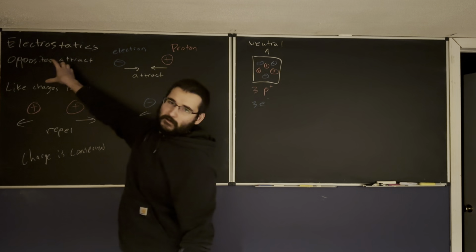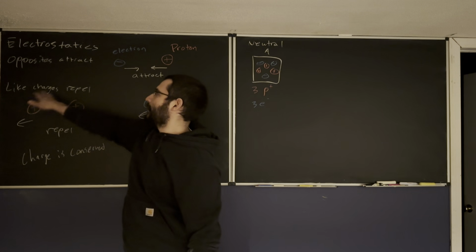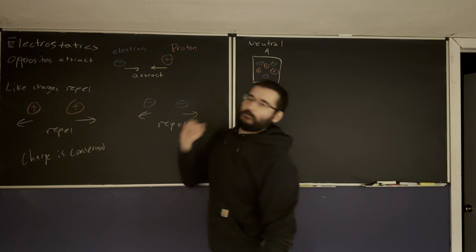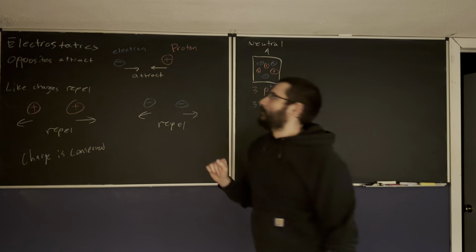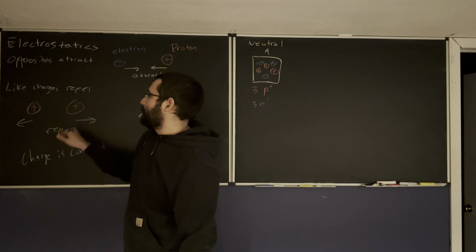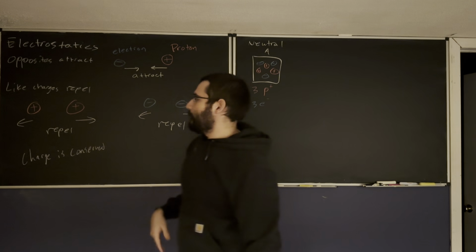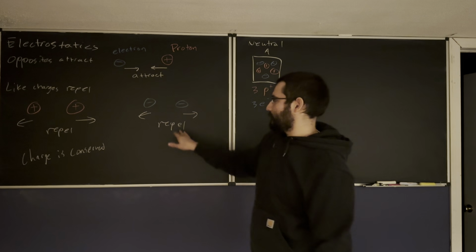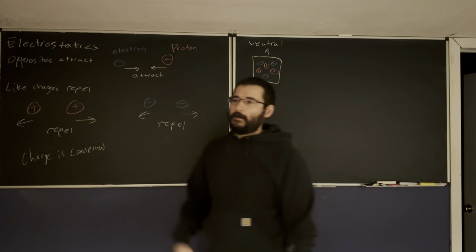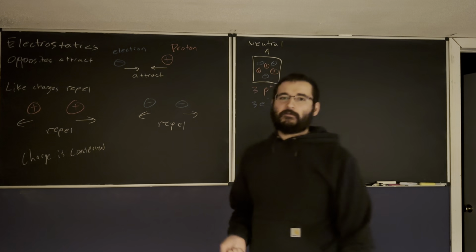Now, a rule that you need to know is that opposites attract. So opposite charges attract, like charges repel. If you have an electron and a proton, they're going to attract each other, because they're opposite charges: a negative and a positive. Like charges repel. So if you have proton, proton, they repel each other. Electron, electron, they also repel each other. Another thing to note, charge is conserved. You can't create or destroy charge. All you can do is transfer charges.